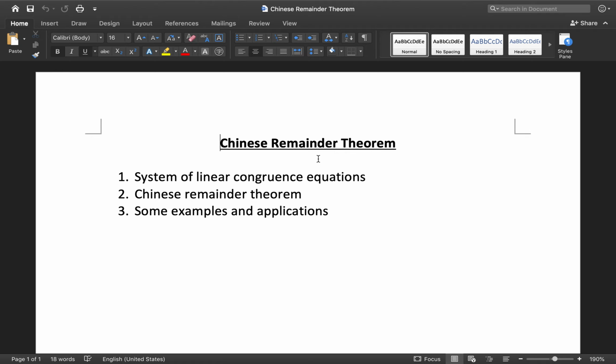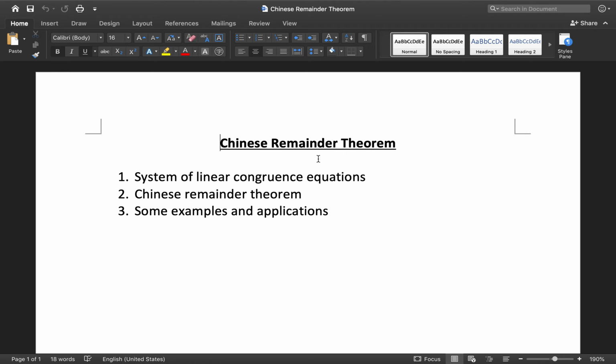But in this current video, we are not just solving one equation, but we're trying to solve a system. That means more than one equation. So I will give you examples, give you the definition of those systems of linear congruence equations, and then I will show you the Chinese remainder theorem, which, as I said, is a method of solving those systems of linear congruence equations.